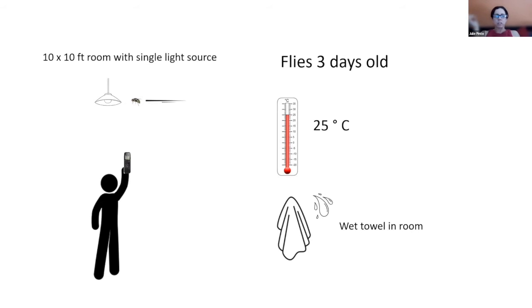I had a single light source, so I darkened the room and found that the flies would most of the time fly around the light. And that enabled me quite successfully to record their wing beat sounds. So I standardized the methodology so that all flies recorded were 3 days old. The room temperature was set at 25 degrees Celsius, and a wet towel was put in the room to try and keep the humidity the same.